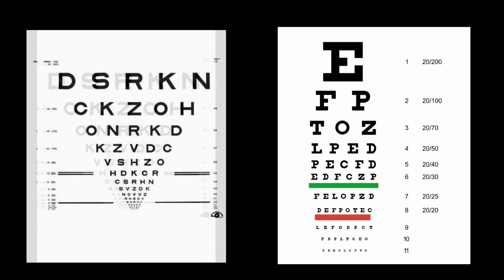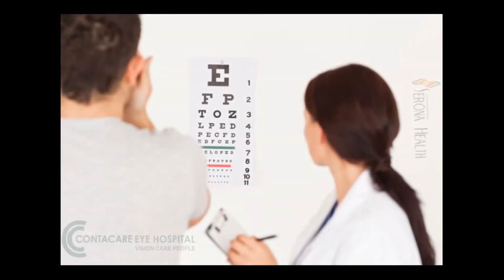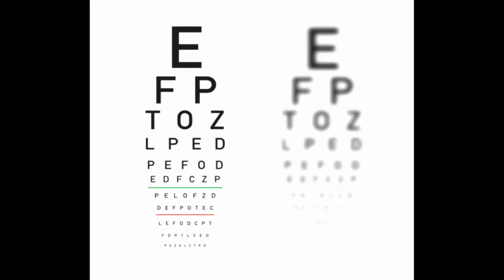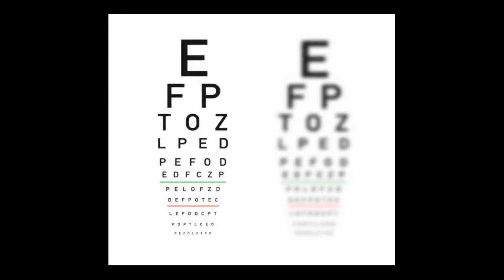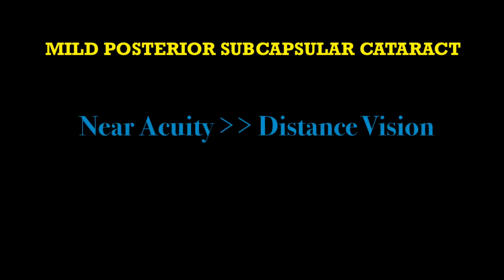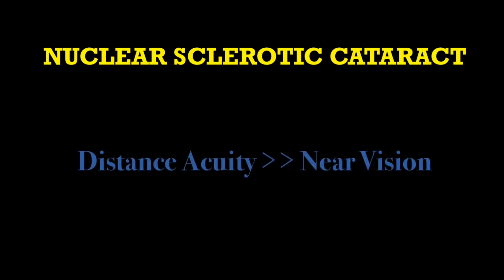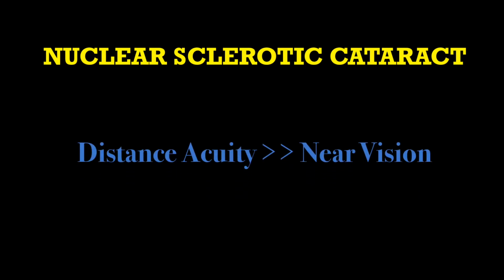Decreased visual acuity is the most common complaint of patients with senile cataract. The cataract is considered clinically relevant if visual acuity is affected significantly. Furthermore, different types of cataracts produce different effects on visual acuity. For example, a mild degree of posterior subcapsular cataract can produce a severe reduction in visual acuity with near acuity affected more than distance vision, presumably as a result of accommodative meiosis. However, nuclear sclerotic cataracts often are associated with decreased distance acuity and good near vision.